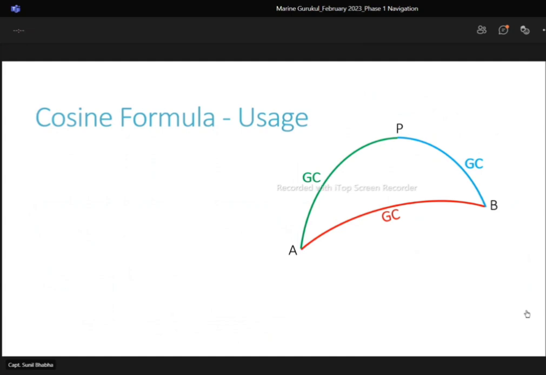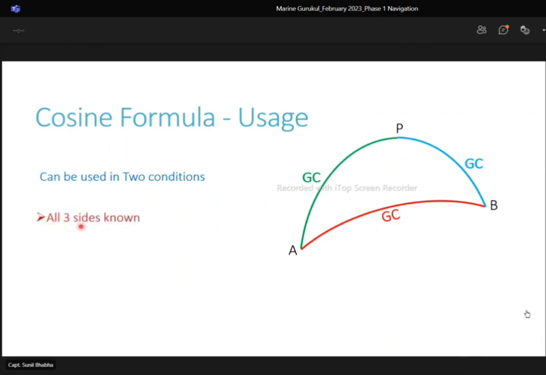Now let's try to go a little deeper into the formula and try to understand what are the situations, scenarios or questions in which this cosine formula can be used. There are specific conditions in which we can use the cosine formula. We have the spherical triangle rough diagram here, same PAB triangle. Now, this cosine formula can be used in two conditions or two scenarios. What are these two conditions?